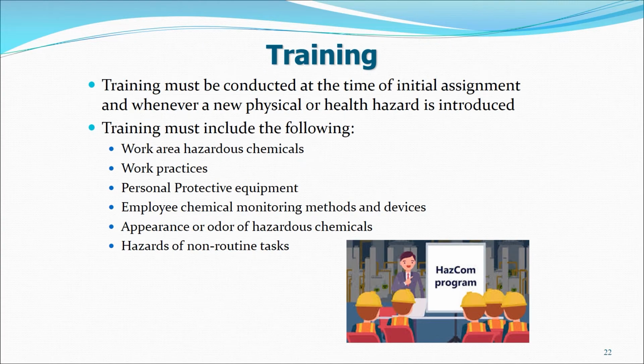OSHA mandates that training must include accurate information on workplace hazardous chemicals. The training must be completed prior to beginning assignment or when a new chemical is introduced. Training must include appropriate work practices, personal protective equipment that the employer has implemented for hazardous chemical protection. Training must also explain the employer's methods and devices to monitor hazardous chemicals, how to indicate the presence of hazardous chemicals with appearance and odors, and how to complete non-routine tasks that require hazardous chemical products. This information is found in the Hazard Communication Program. Once again, everyone has the right to know.